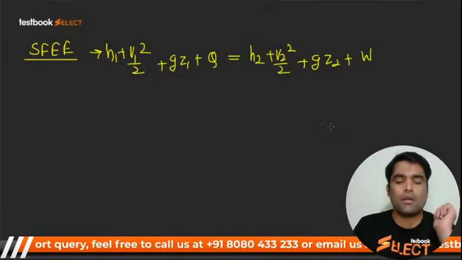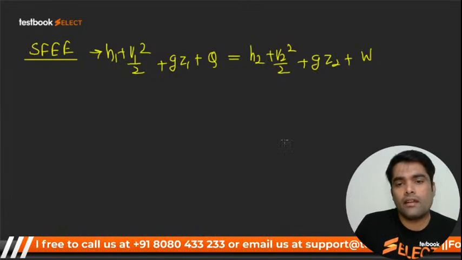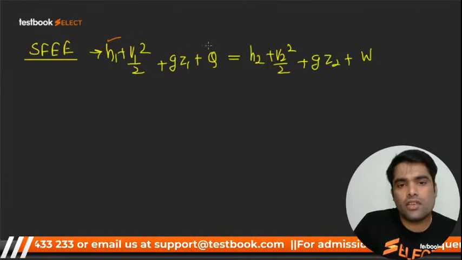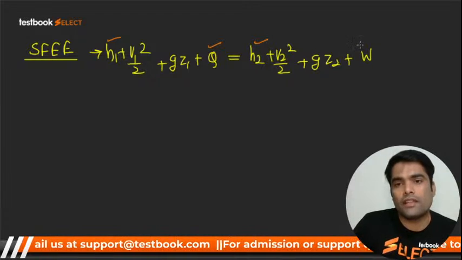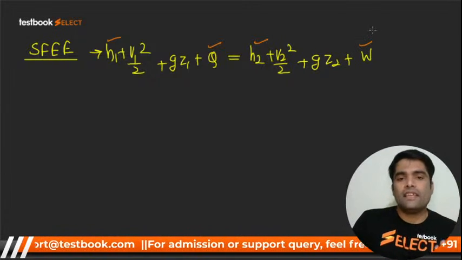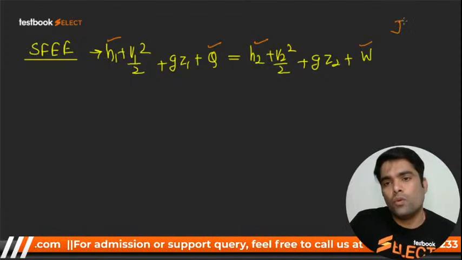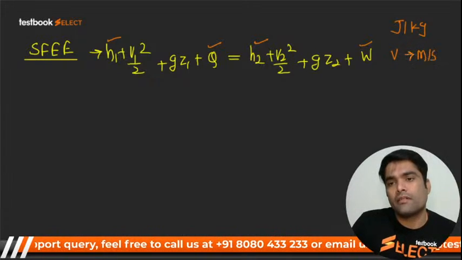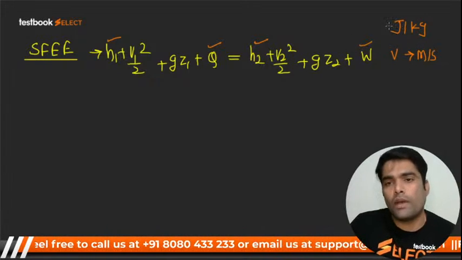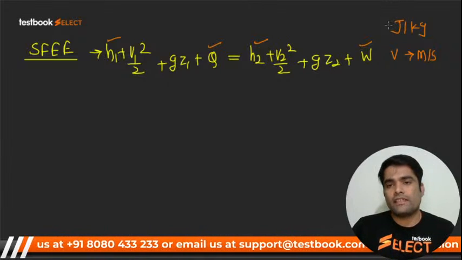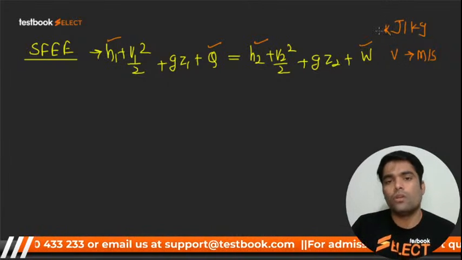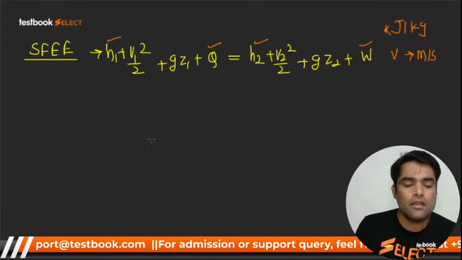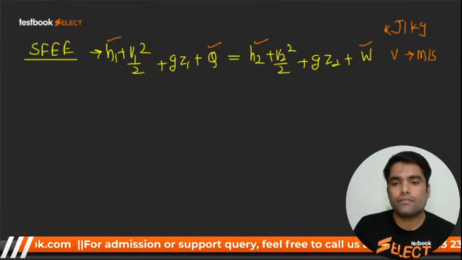Remember one thing here. See what I mark, this h1, this q, this h2 and this w, when these are in joule per kg, then there is no issue that velocity will be in meter per second. But when this is in kilojoule, you have to divide it by 1000.